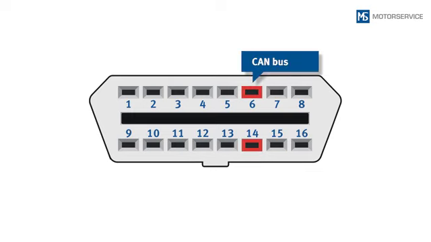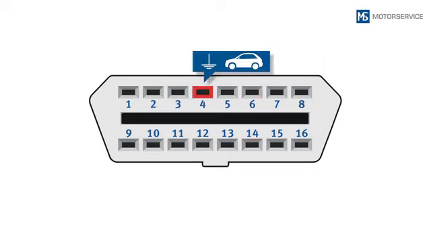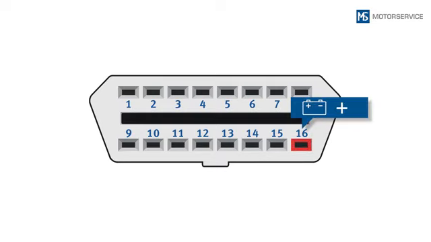Pins 6 and 14 are used to transmit the CAN data bus signal. Pin 4 – vehicle ground. Pin 5 – signal ground. Pin 16 – positive battery terminal. All other pins can be freely used by vehicle manufacturers for additional diagnostic functions, such as air conditioning, ABS, airbags, and so on.